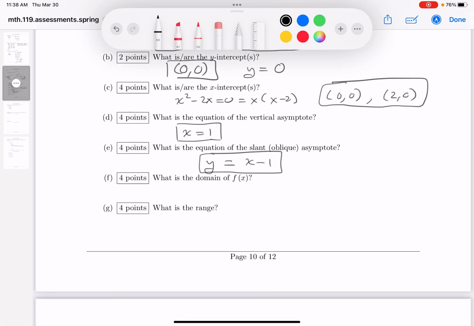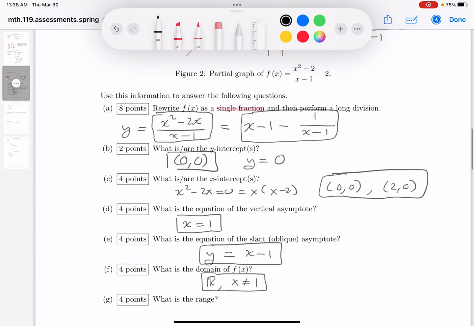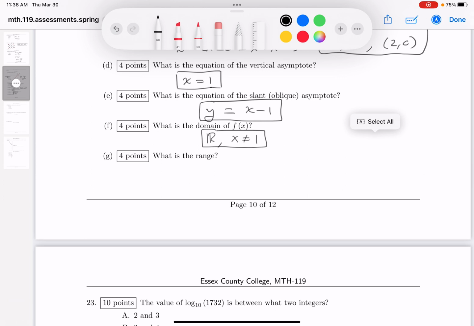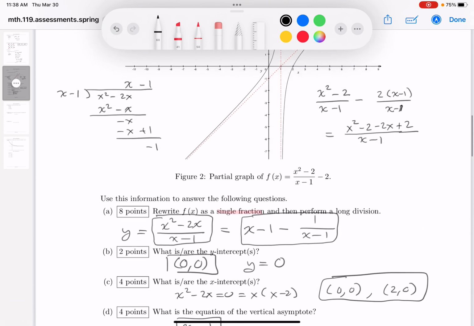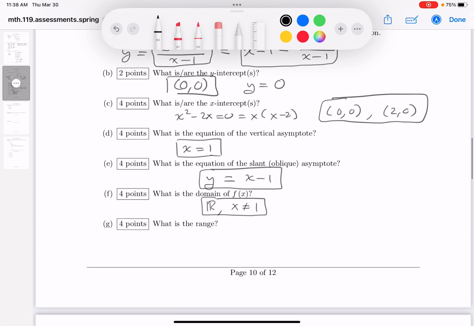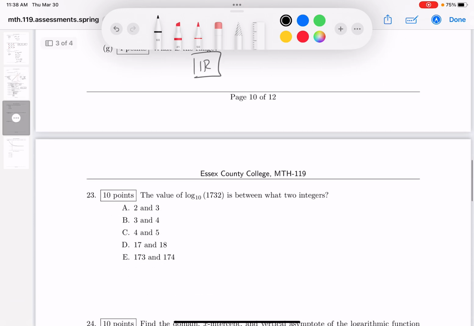What's the domain of it? The domain is all real numbers. However, x cannot be equal to 1. All right, you can look at the picture and see that. You can also look at the function and see that. What's the range? My suggestion is look at the picture. And I hope you realize these things are going on forever. So the range of this thing is all real numbers. Let's go to the next question.